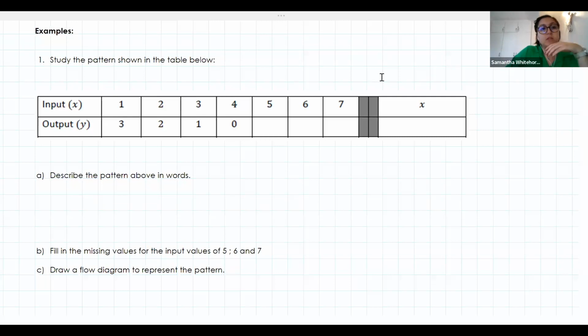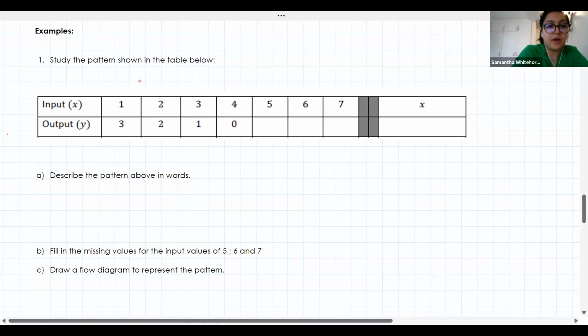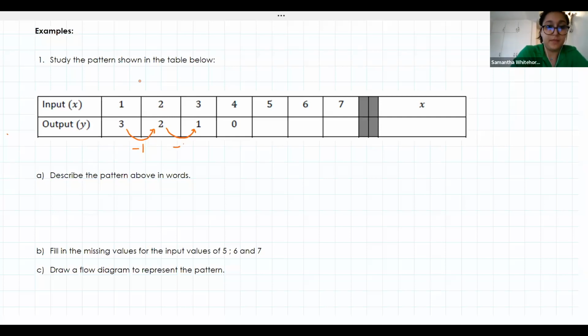Right, so if we've got a table here, we again have inputs and outputs. The only difference between our flow diagram and a table is that I'm not giving you the rule. So what we need to do, very similar to our first lesson, is figure out what the pattern is. We are going from an output of 3 to an output of 2, so we're subtracting 1. Then from an output of 2 to an output of 1, again subtracting 1. And from an output of 1 to an output of 0, again subtracting 1. So in answer to the question to describe the pattern above in words, we subtract 1 each time.